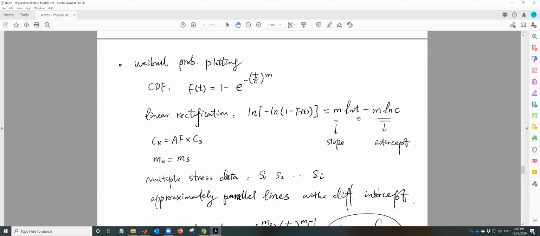Okay, and you see the acceleration. We have the physical acceleration of the stress, right? Using the stress condition, it only changes the characteristic life, because characteristic life is accelerated. The shape parameter doesn't change. So if you have multiple stress data under different stress conditions, they should approximately follow parallel lines with different intercepts. So now this is our data.